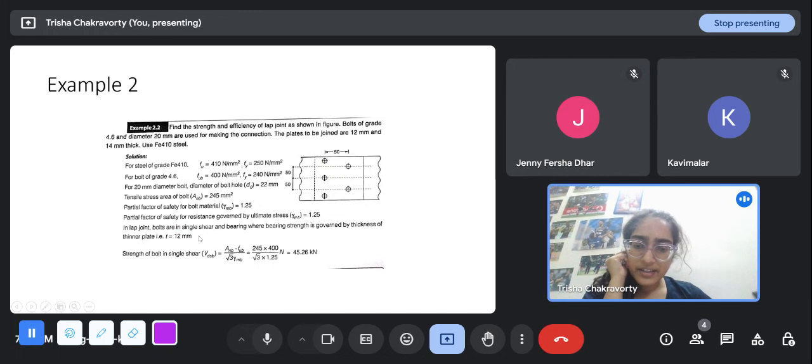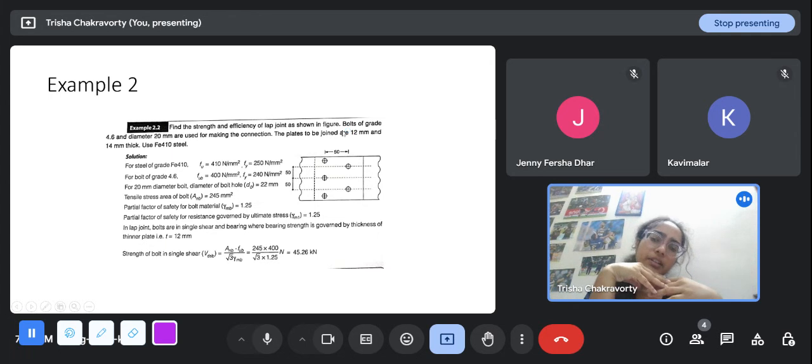In lap joint, the bolts are in single shear and bearing, where bearing strength is governed by the thickness of the thinner plate. So, two plates, one is 12 and one is 14 mm. So, we will consider 12 mm.